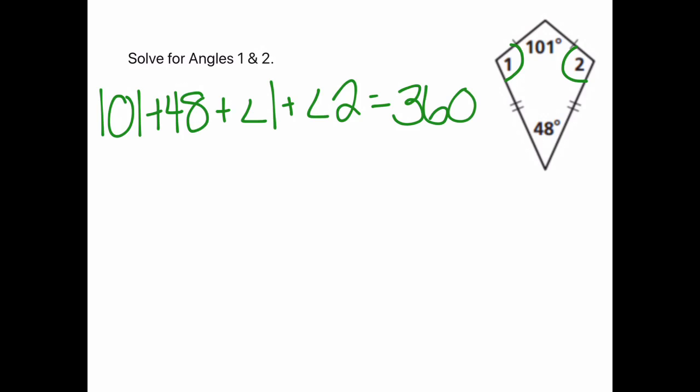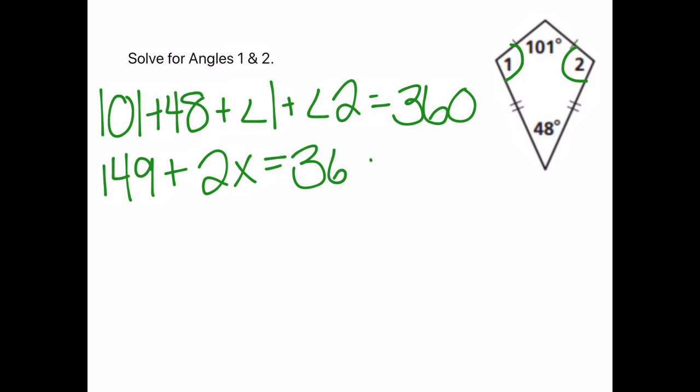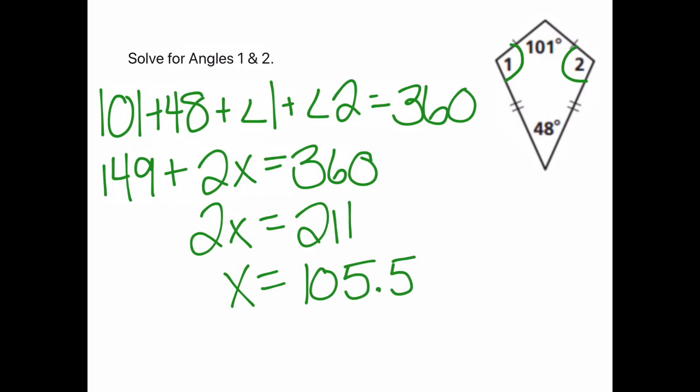So if we remember that angle 1 and angle 2 are the same, what we actually have when we do this math is 149 plus 2 of those angles, which we can call angle x if you wanted to, equals 360. And then you'll solve this using algebra. And what you get is that x, or each of those angles, is 105.5 degrees. So angle 1 is 105.5 and angle 2 is 105.5.